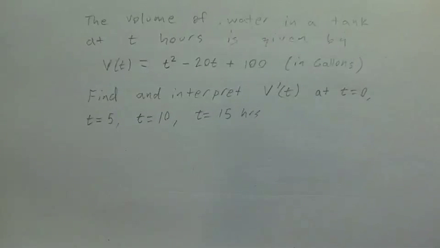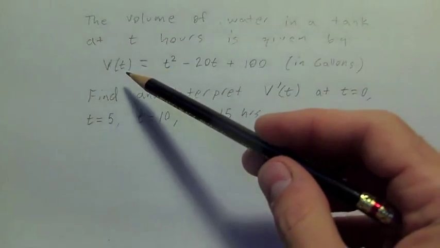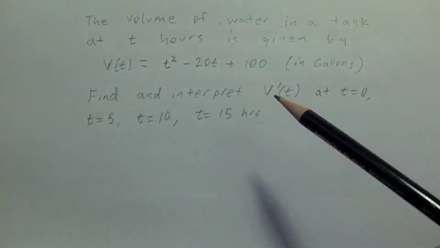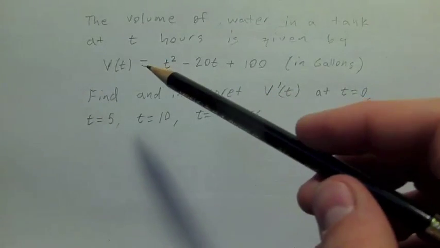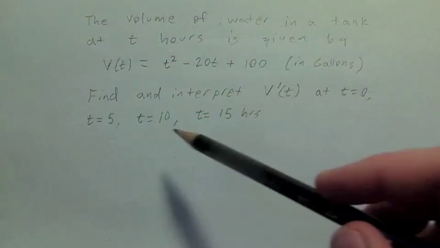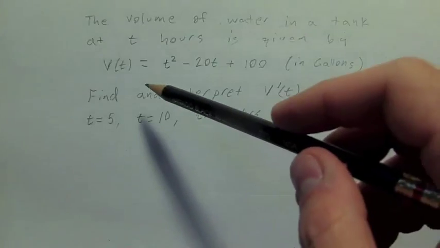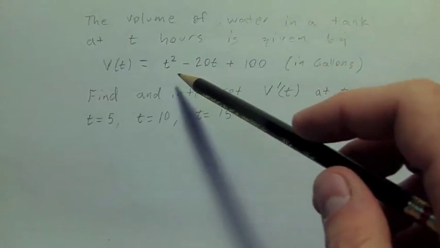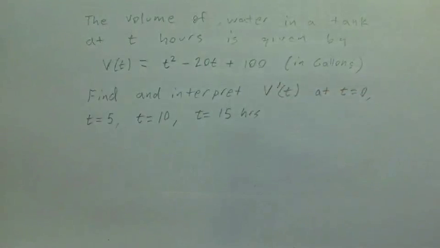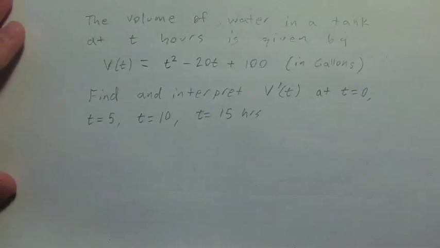All right. So first thing I want to mention is that if we plug in 0 here to give the initial volume, this isn't answering this question yet. Okay, I'm just saying if I were to plug in 0, I would get 100. So the tank starts out at a volume of 100 gallons. Okay? Just to kind of give you a rough idea of where we're starting.